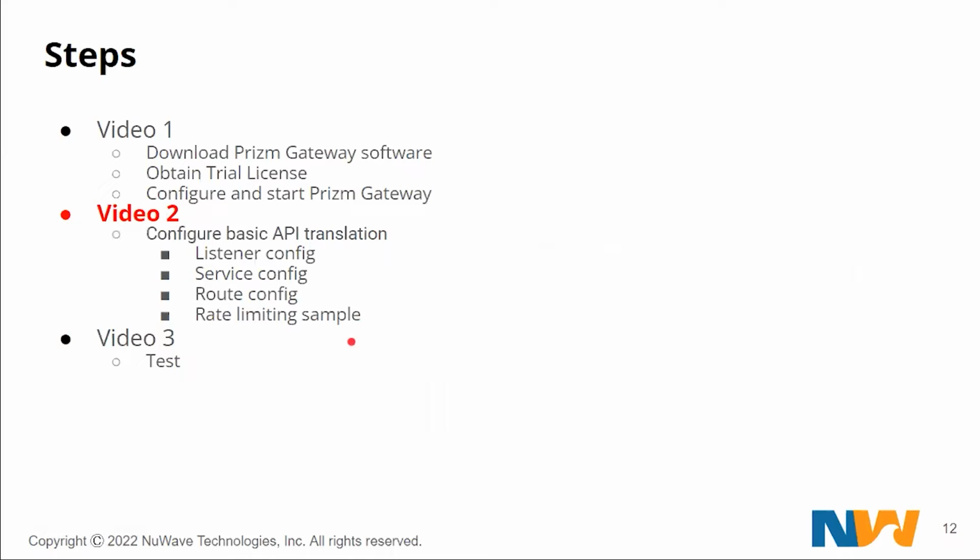In the first video, we showed how to download, obtain a trial license, configure, and start Prizm Gateway. In this video, we're going to show some basic configuration that you can do and do a walkthrough through the console interface so that you can get familiarized with all the options available. The third and last video will be some small testing that we can do over Prizm Gateway.